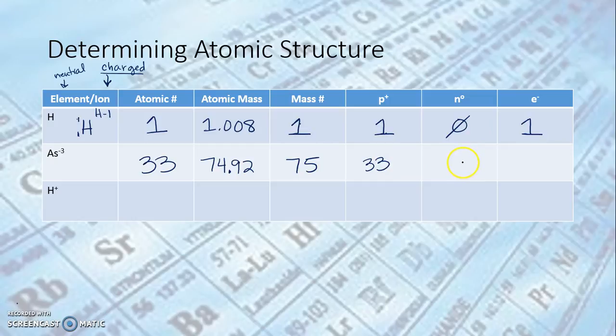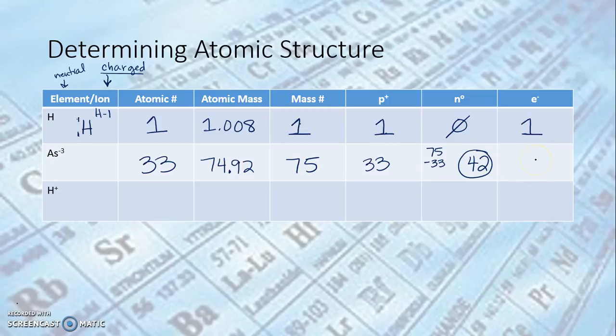How many neutrons does it have? To find neutrons, we take mass number minus atomic number, and that would give us 42. Hope my math is right. Check it.